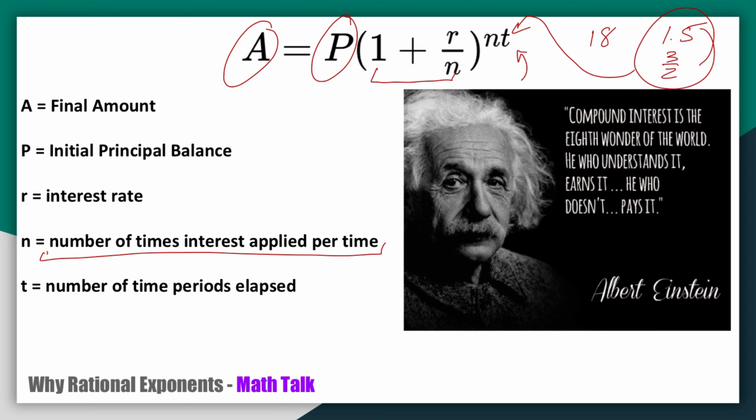Now, this is a basic example, but you will see rational exponents heavily involved in money. We're talking the stock market, inflation values, depreciation values, loans, auto loans, mortgages, the whole 9 yards here. What I'm getting at is it's important.